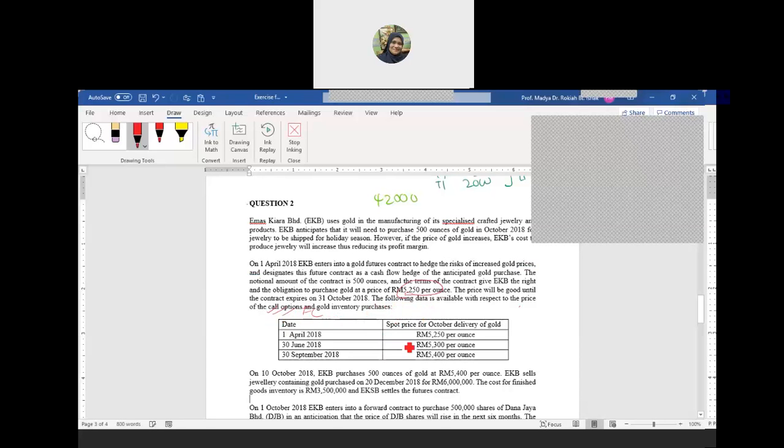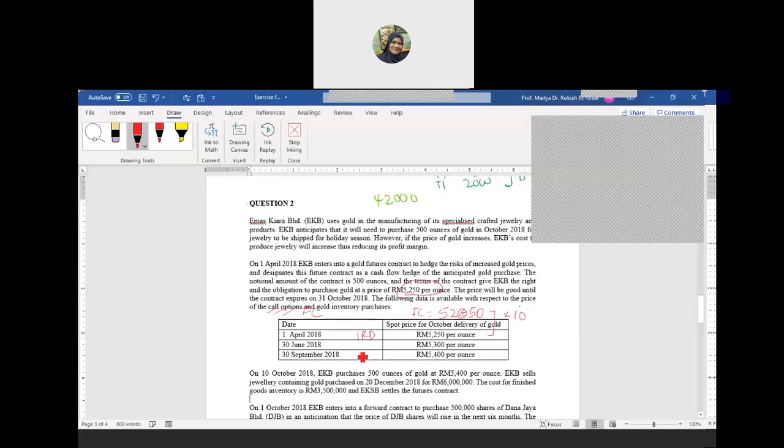On 1st of April, the gold price is 5250 and the forward contract is also at the price of 5250. You're saying that you're going to purchase gold at this price. On 1st April you enter the contract, so the contract price is the same value as the price of gold. That means there is no initial outlay on the contract date. So this is your contract date, the initial recognition date.